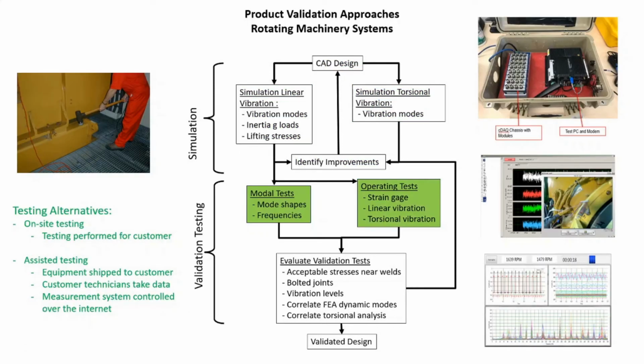The validation testing usually involves modal tests, which in the case of these types of machines, we often use impact modal testing techniques, where we essentially measure mode shapes and frequencies, as well as operating tests, where strains and linear and torsional vibration may be measured over a range of speeds, loading conditions, and so forth.